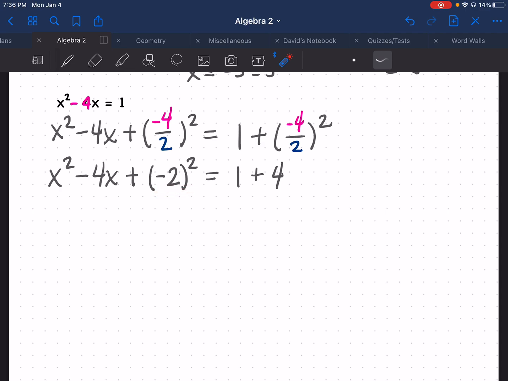All right, so remember, this side is now factorable. It is a perfect square, so we could go straight to it as x, and then it's this number that's right inside here. It's my b divided by 2, negative 2, and I keep the square outside. 1 plus 4 is 5. I did it even faster this time because it's a pattern.